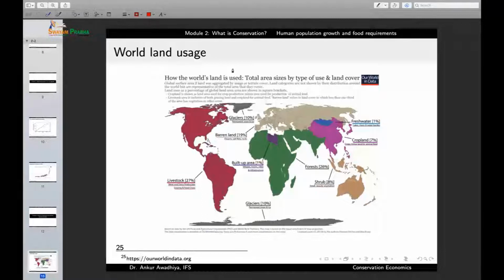Now, what is happening over the time is that more and more of forests are being converted into either livestock areas or into croplands. Similarly, more and more of this barren land is now being made available for crop production. Similarly, a lot of these shrublands are now becoming available for crop production.